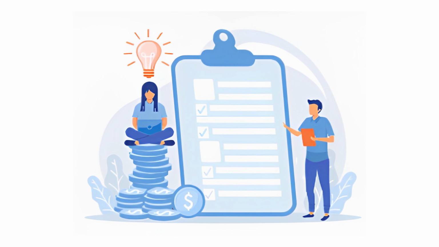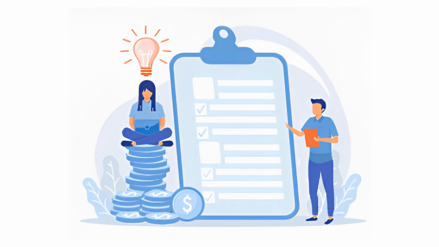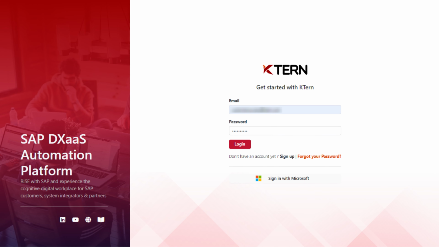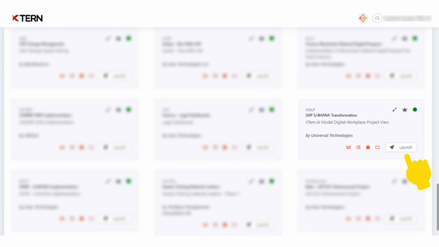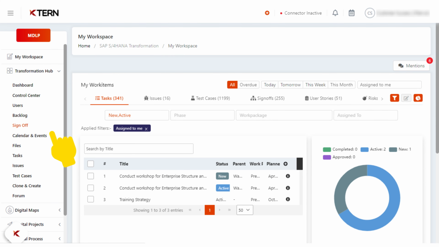A signoff is essentially a formal approval of a particular deliverable or task by a designated stakeholder or group of stakeholders. To create signoffs in KTern, log into your KTern account, and navigate to the project you want to work on. To access the signoffs feature in KTern, simply navigate to the Transformation Hub on the left-hand side of the screen, and click on the Signoffs tab.